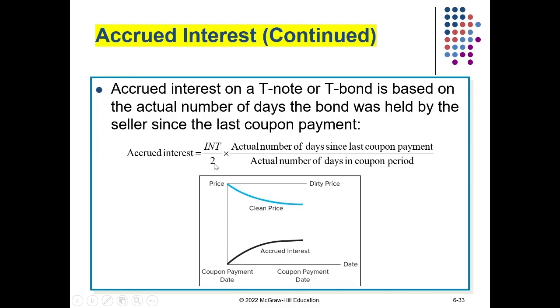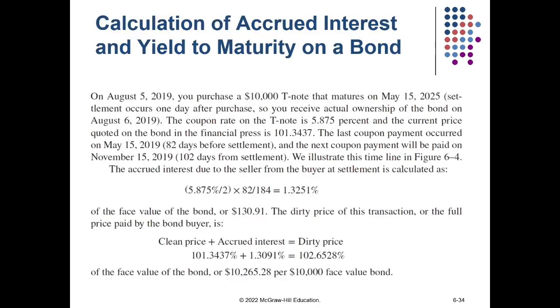So this is the payment for 6 months, and then times the proportion that the seller has held for the coupon payment. So the actual number of days since the last coupon payment divided by the actual number of days in the coupon period. Yeah, so this is accrued interest.